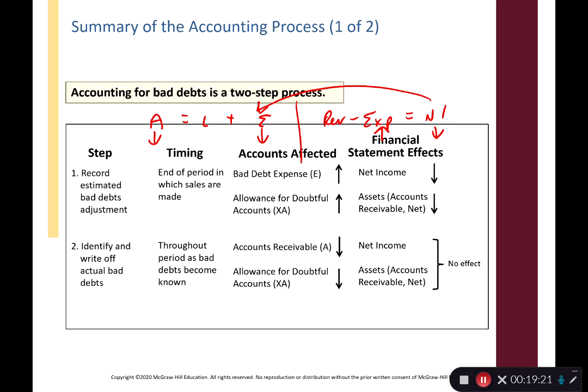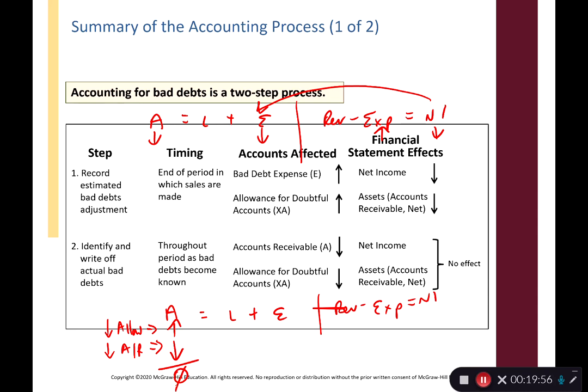Then when we identify and write off the actual bad debts, all that happens is that our asset goes up and down. So we reduce the allowance, which makes assets go up. So let me do it this way. We decrease the allowance, which in turn makes assets go up. We decrease accounts receivable, which in turn makes assets go down. So the net effect of that write-off is zero net effect. There's no net effect.